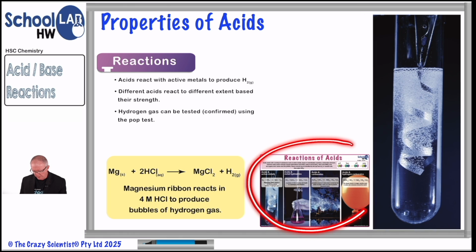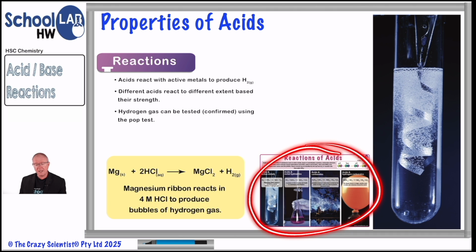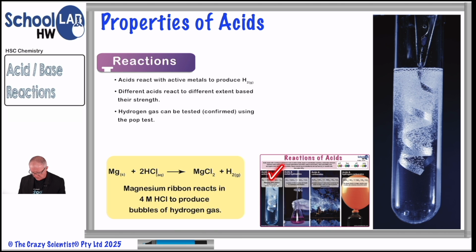In fact, that is the poster that we produced. I think it was in module 3 or 4. That was the poster that we looked at, and we're going to be looking at those reactions in Year 12 as well, all the different ways in which we can have reactions occurring here, and look at it through the lens of an acid-base system. Acids react with different active metals to produce our H2 gas, and of course we can use the pop test to do that.